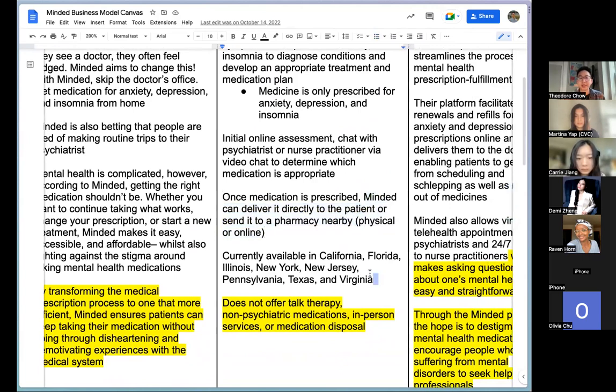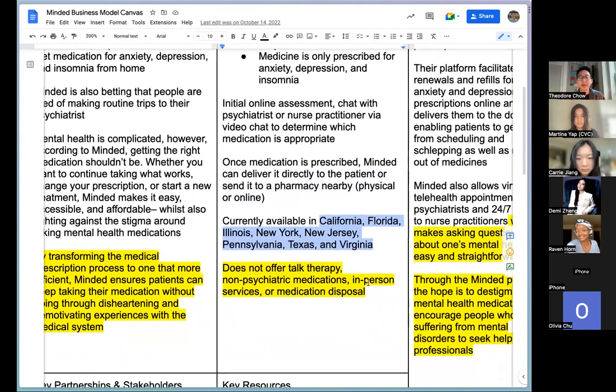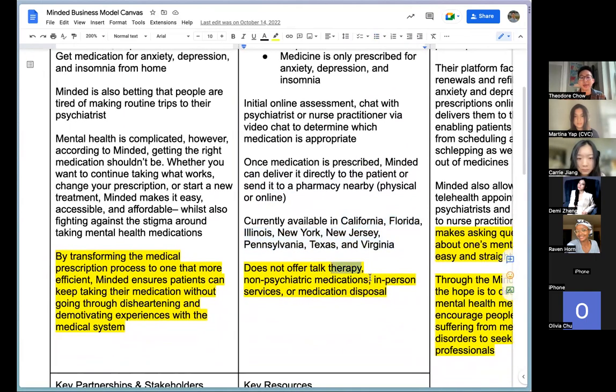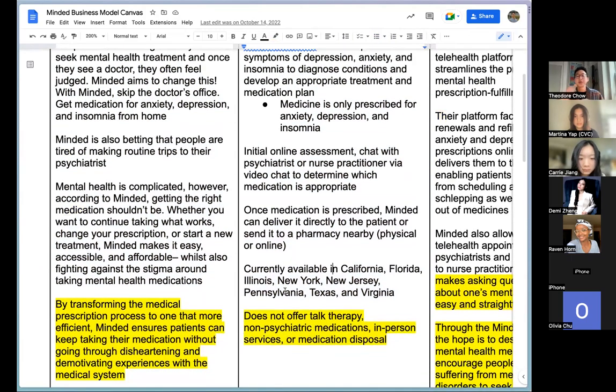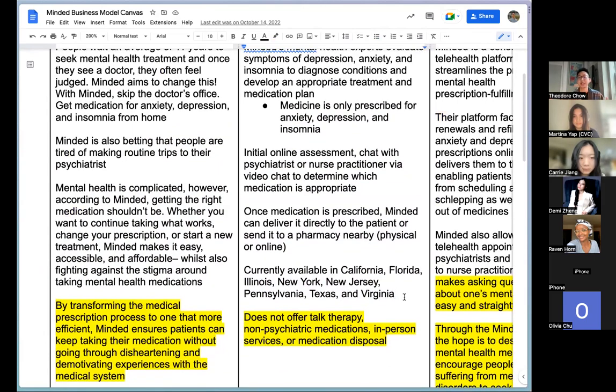And it's currently available in these countries. They also don't offer therapy or in-person services or medication disposal. And the highlighted ones are things that we added in the future after doing a little bit more research and speaking to some customers. So this is also an interesting feature that we want to see in your business model canvases as well: how your thinking has changed or progressed after conducting more customer discovery and doing more research online as well.